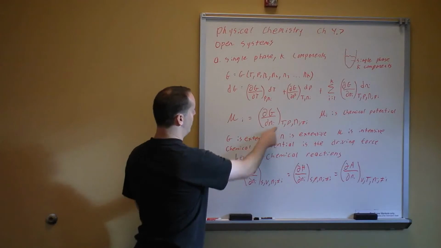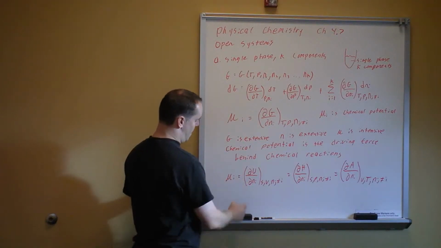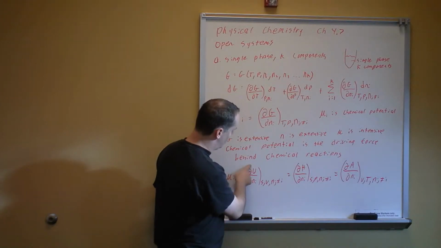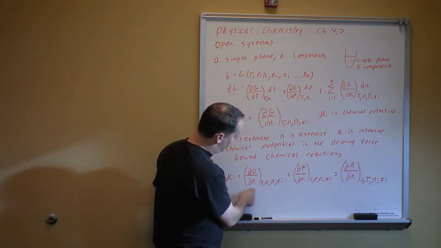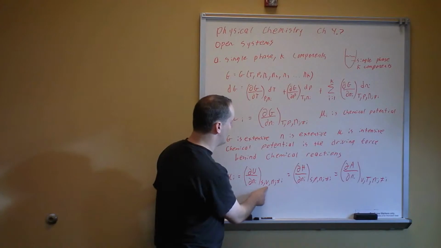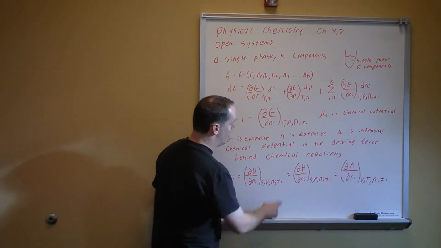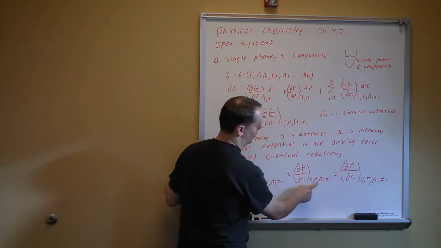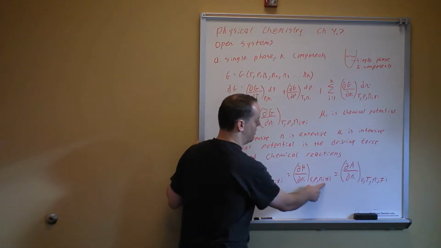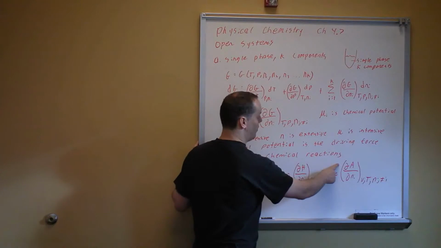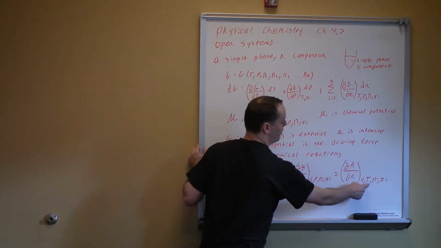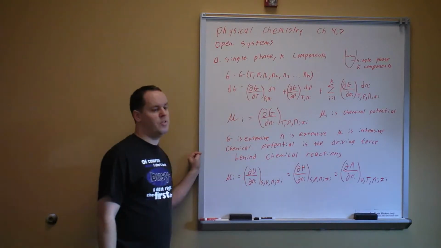Now along the same lines though, you could use all your other types of energy. So you could have mu sub i as the derivative of internal energy with respect to the number of molecules holding entropy and volume and all other substances constant. Or the derivative of enthalpy with respect to your substance holding entropy and pressure and all other substances constant. Or the derivative of your Helmholtz free energy with respect to your substance holding volume and temperature and all other substances constant.